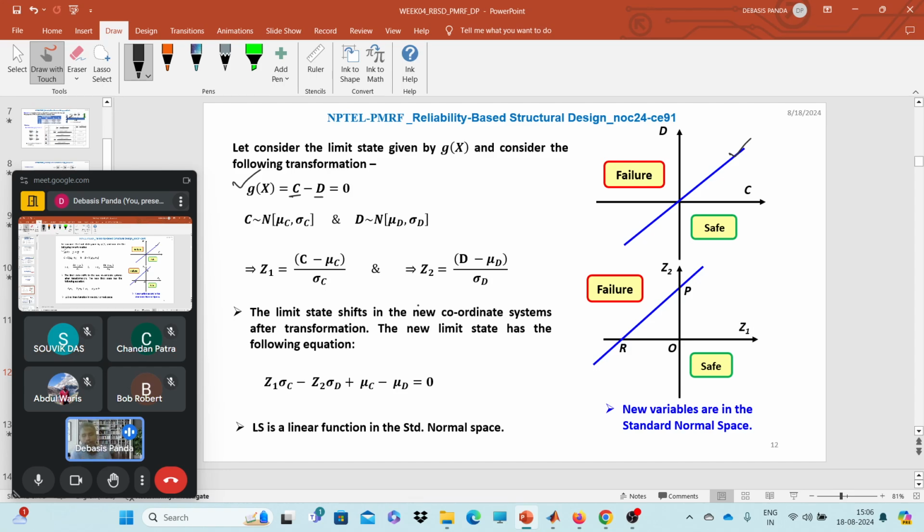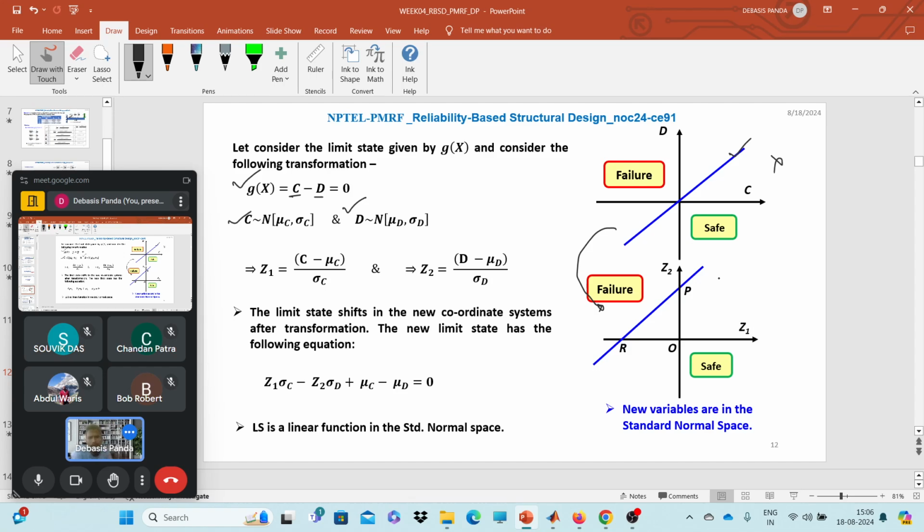So let's consider that our capacity and demand both follow a normal distribution, with capacity mean mu c and standard deviation sigma c, and for the demand, mean value mu d and sigma d. Now if we transform this actual coordinate into standard normal space, just like we want to convert it into the z domain from the actual x domain.